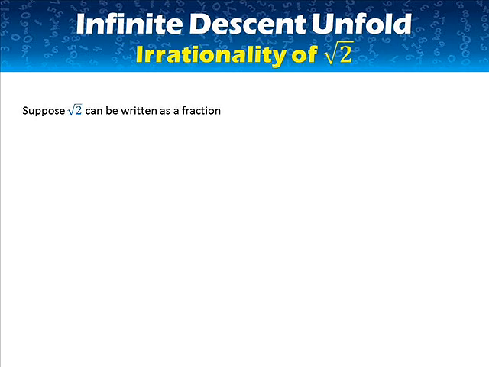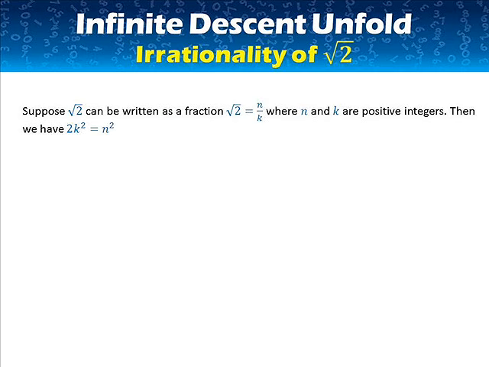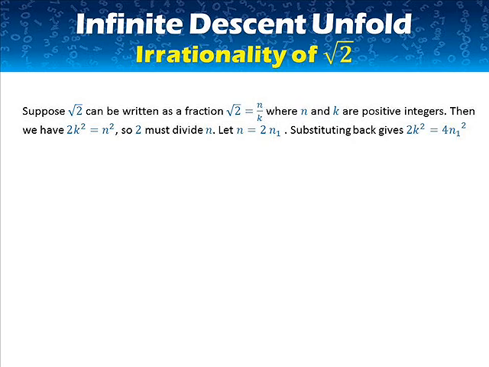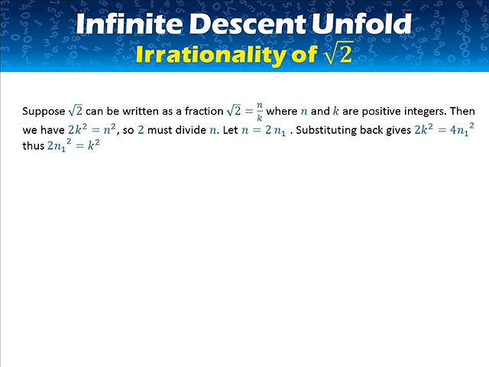Suppose the square root of 2 can be written as a fraction n over k, where n and k are positive integers. Then we have 2 times k squared equals n squared, so 2 must divide n. Let n equal 2 times n sub 1. Substituting back gives 2 times k squared equals 4 times the square of n sub 1. Thus, 2 times n sub 1 squared equals k squared, which shows that 2 must also divide k.